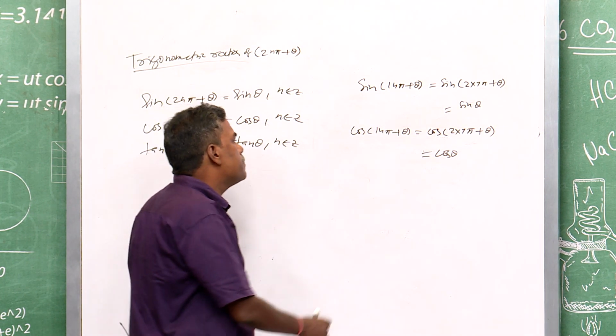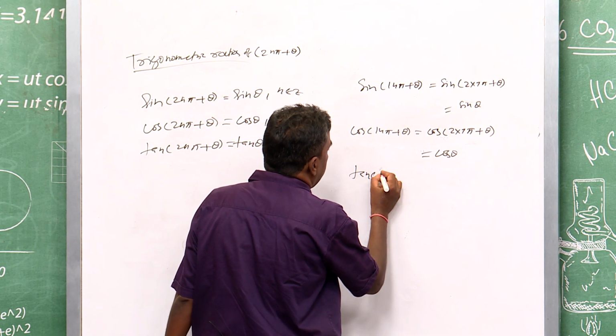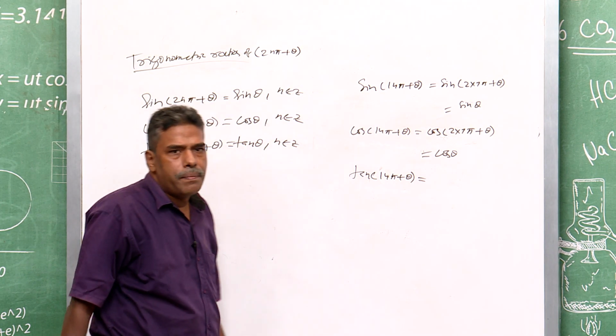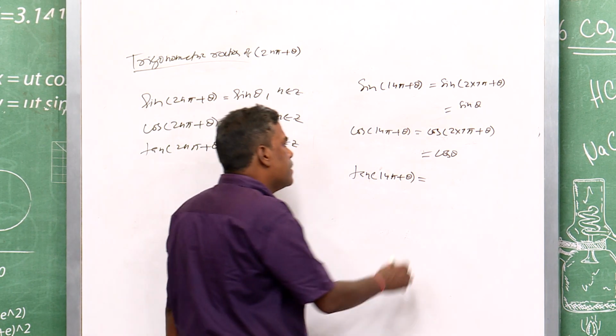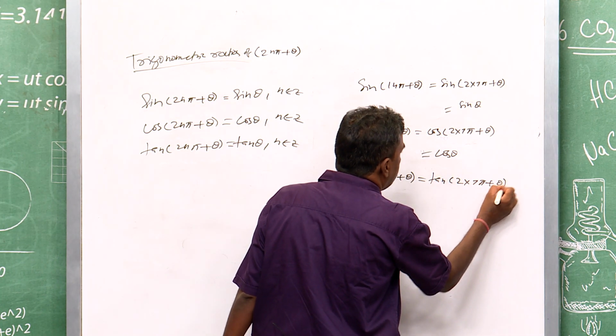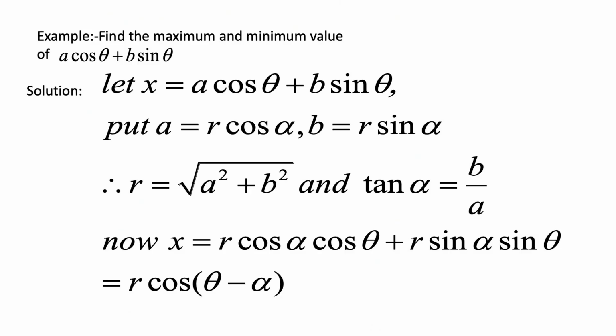Then tan 14 pi plus theta, that is tan 2 into 7 pi plus theta, so that is also equal to tan theta.